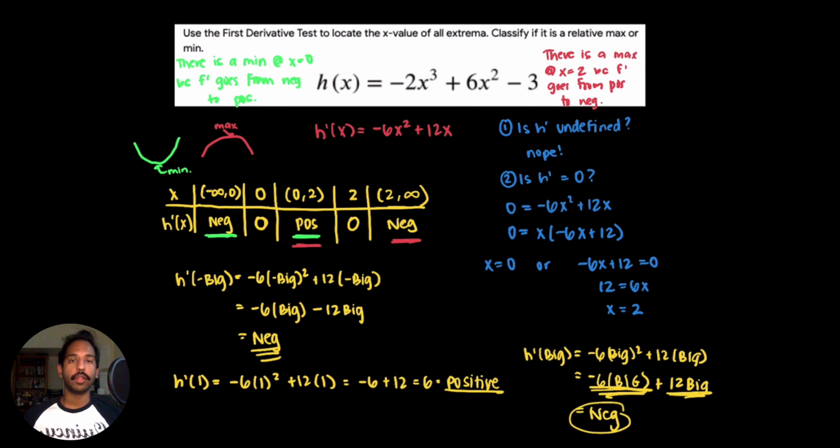Again, the goal of this always is to find the derivative, find the critical points, set up your chart, and then test for points to figure out what's happening around those different locations.